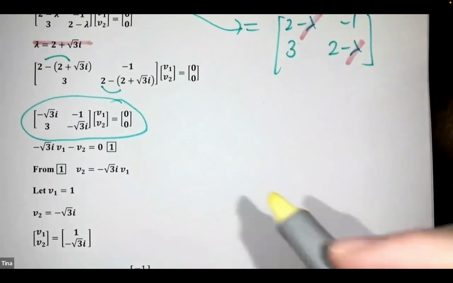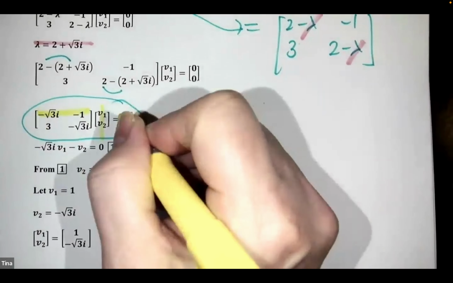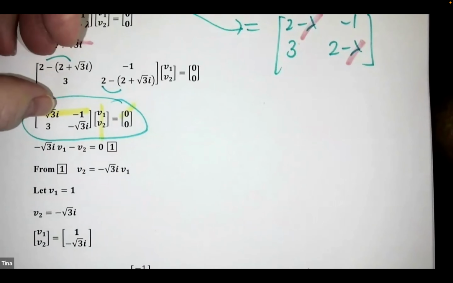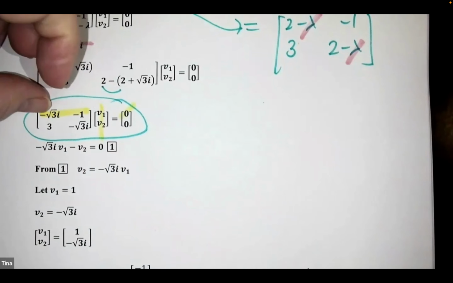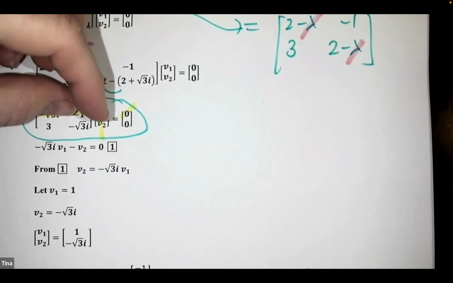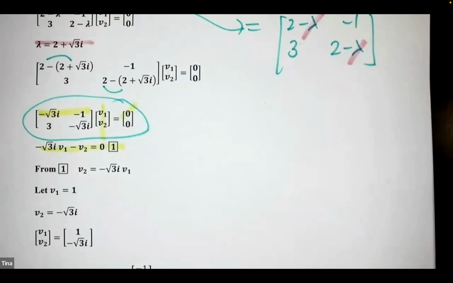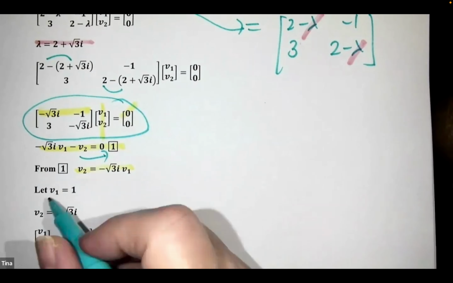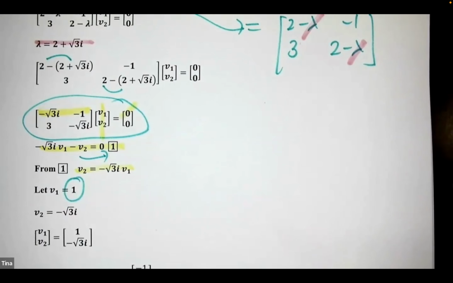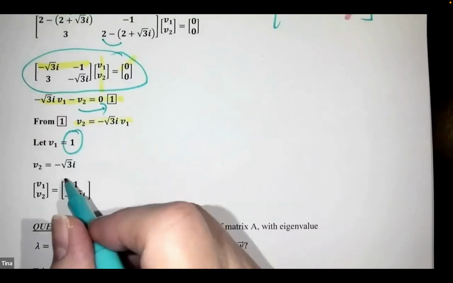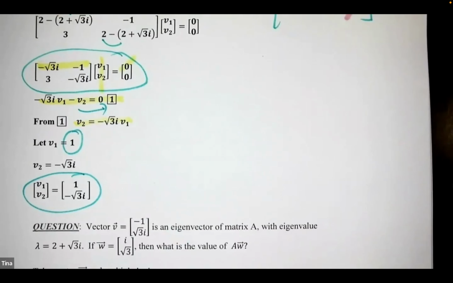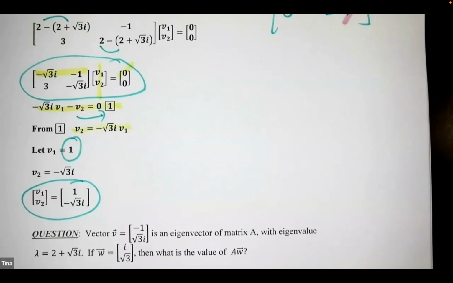And from there, again, we can do the top, this times this, so negative root 3i v1 minus 1 v2 equals 0. Easiest way to solve that would be to solve probably for v2, right? Bring the v2 across, it becomes positive. Let v1 equal 1, then v2 is negative root 3i. So you can see how we got the same vector in 3 different ways.